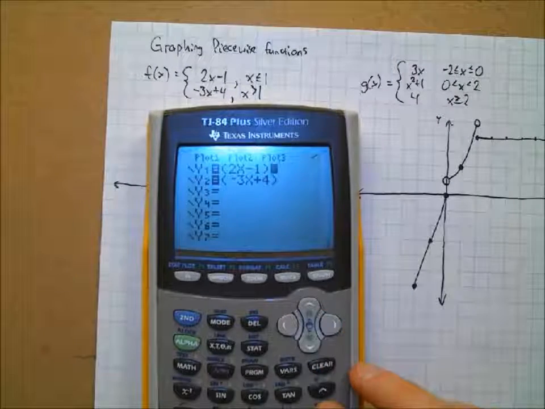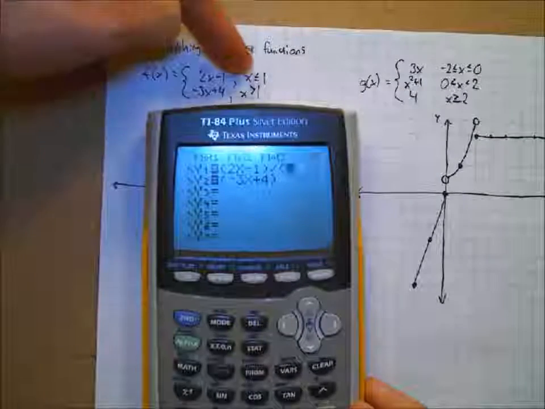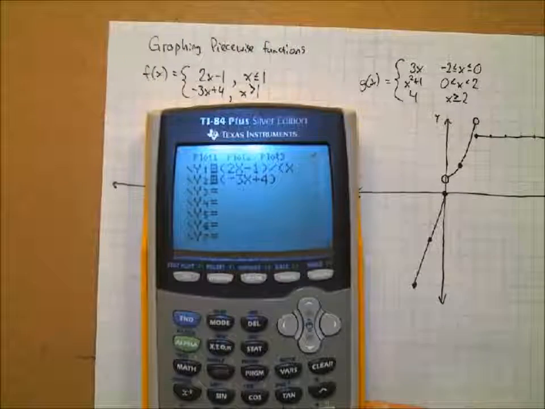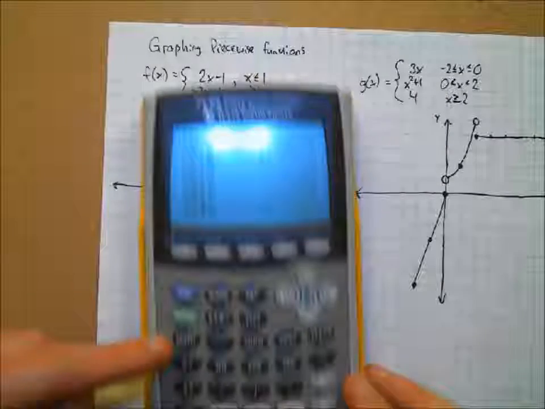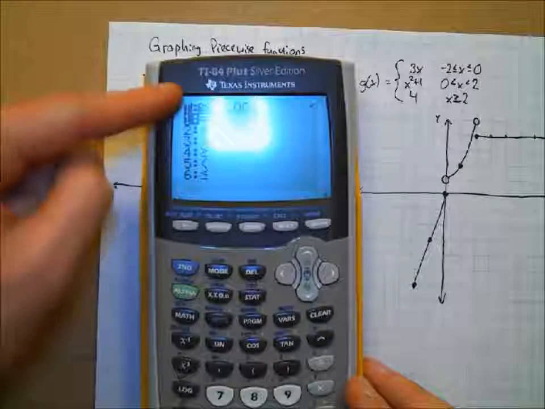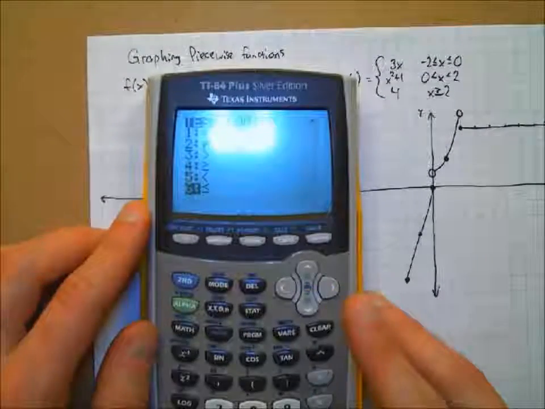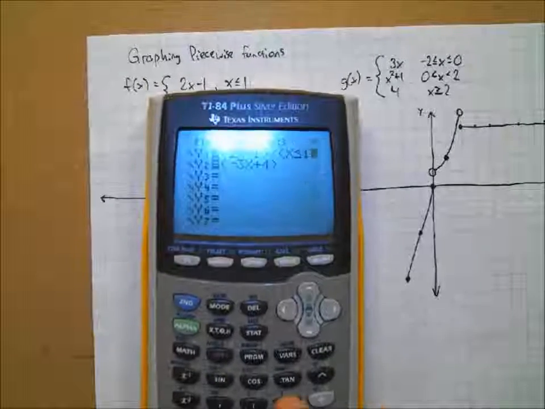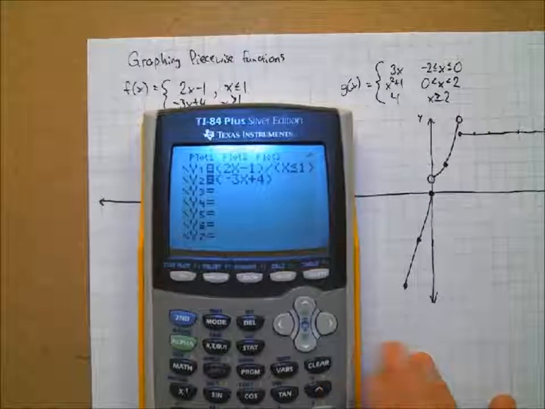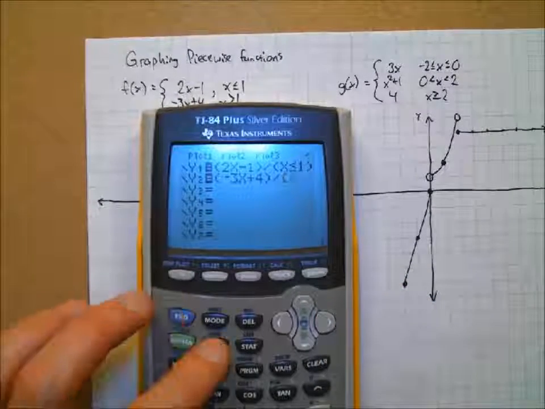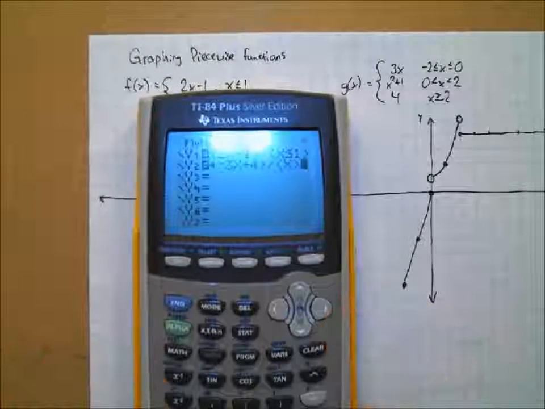We're going to divide by this inequality here. So we're going to write x. And where are those inequality symbols located? Well, if you press second and then math, it takes you to the test menu, and there you can see all those inequality symbols. We want less than or equal to, so that's number 6. And then we want less than or equal to 1. Okay, so I've got that now in my graphing calculator. And then we'll do the same thing for y2. We'll divide by parentheses x greater than 1. So second math, and there's the greater than.